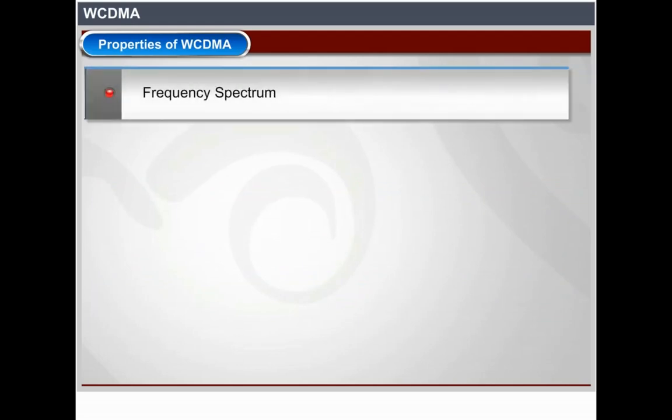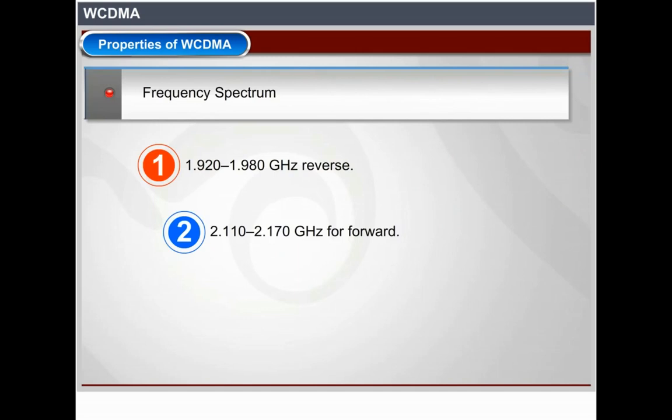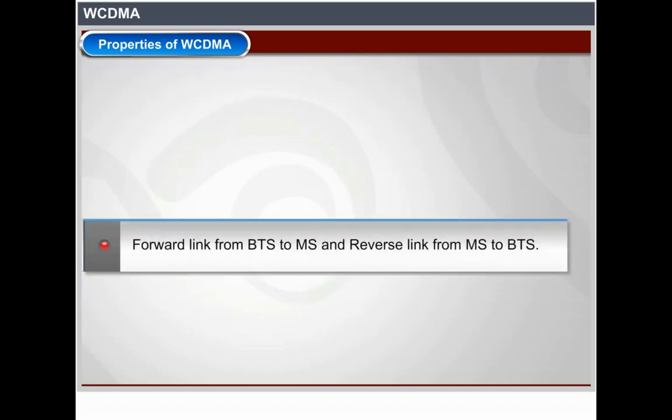Properties of WCDMA: frequency spectrum 1.920 to 1.980 GHz reverse, 2.110 to 2.170 GHz for forward. Each uses 5 MHz bandwidth. Forward link is from BTS to MS and reverse link from MS to BTS.